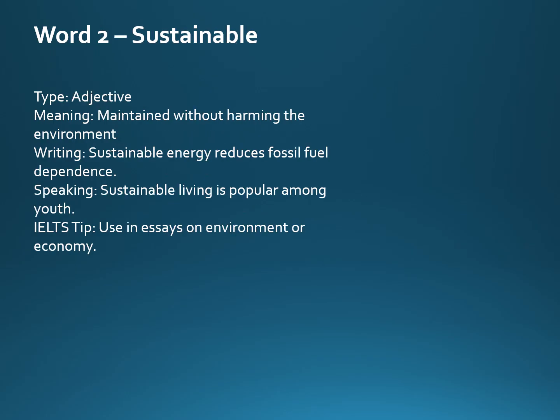Word 2, sustainable. The second word is sustainable. It's an adjective meaning able to be maintained without harming the environment. Writing example. Investing in sustainable energy solutions is crucial to reduce dependency on fossil fuels. Speaking example. I think sustainable living is becoming more popular, especially among younger people. Use this word when talking about the future, the environment, or long-term policies.